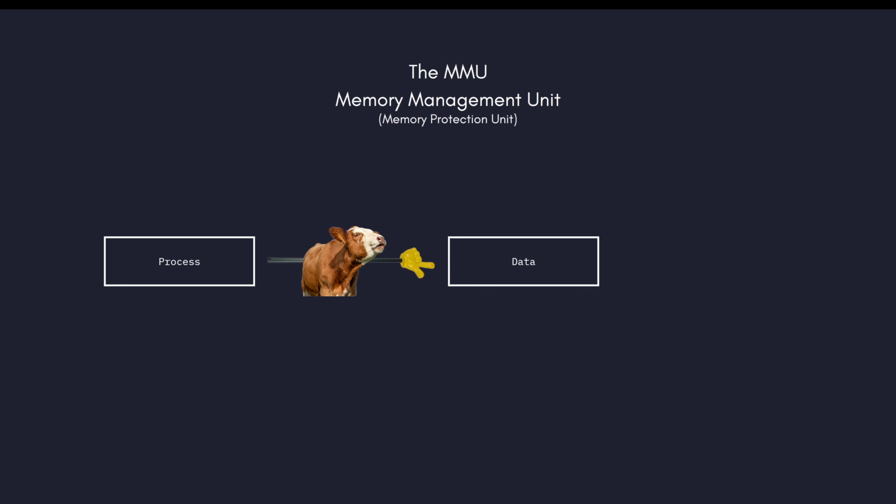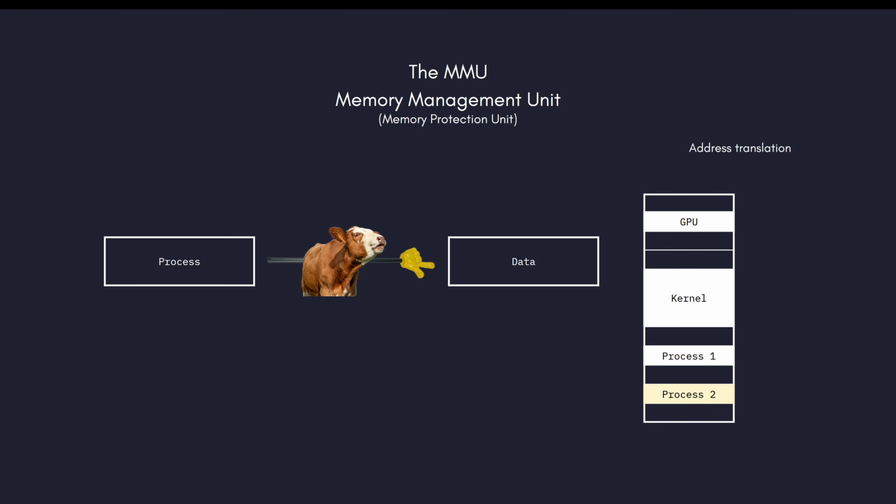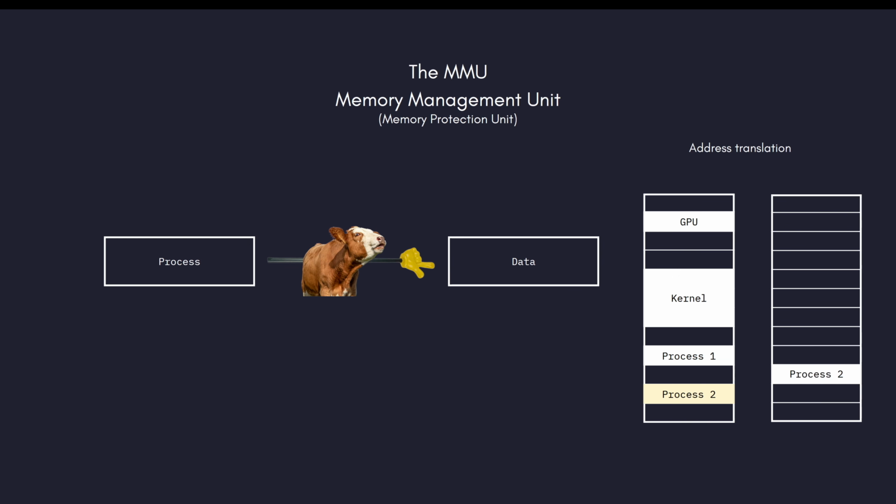But before we talk about this protection, I want to talk about another feature that the MMU has that is technically there, but I personally have not started using yet, and that is address translation. So remember our memory layout from before. We have the GPU, we have the kernel, we have 2 processes. Well, using address translation, we can actually just make one of the processes think that it is completely alone in memory. And not only that, but that it is actually located at a completely different place in memory.